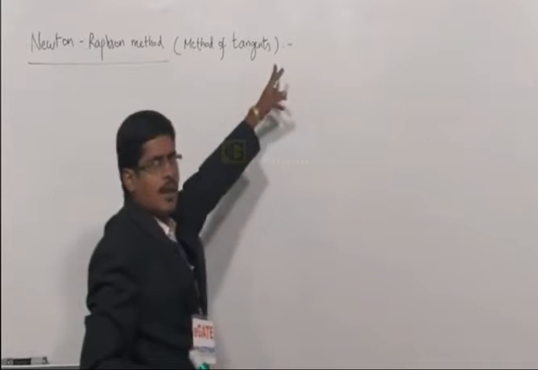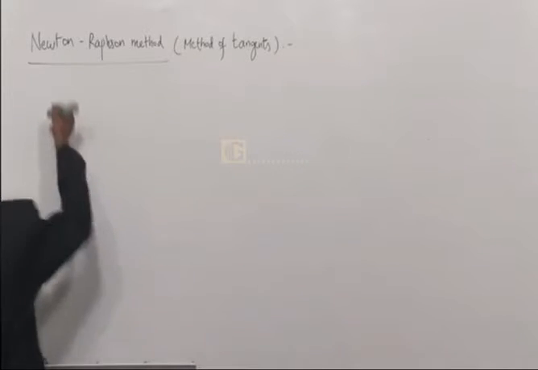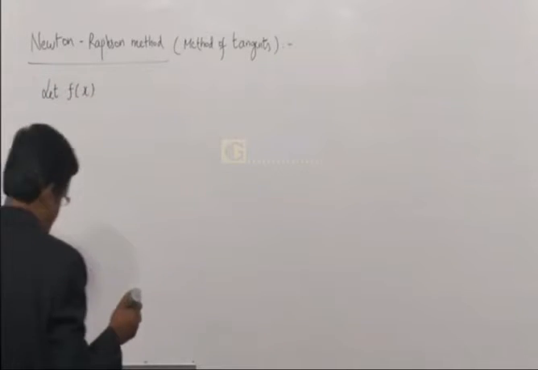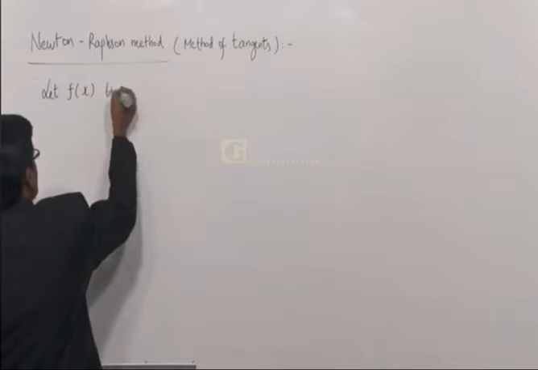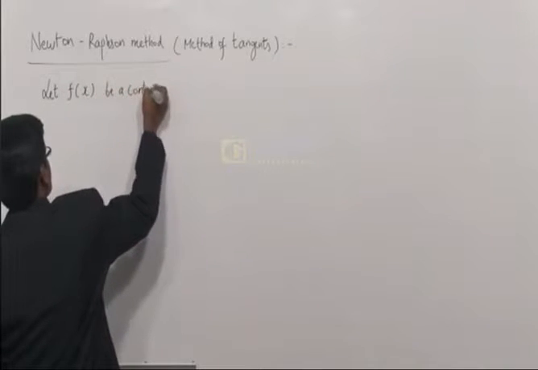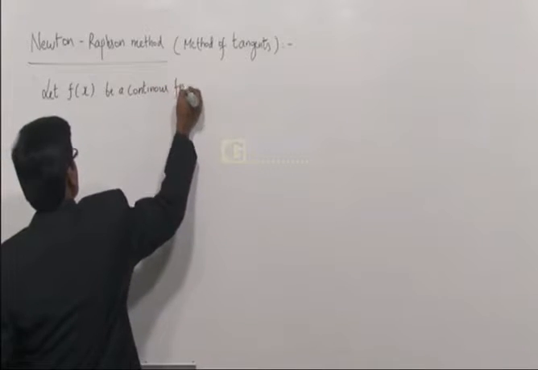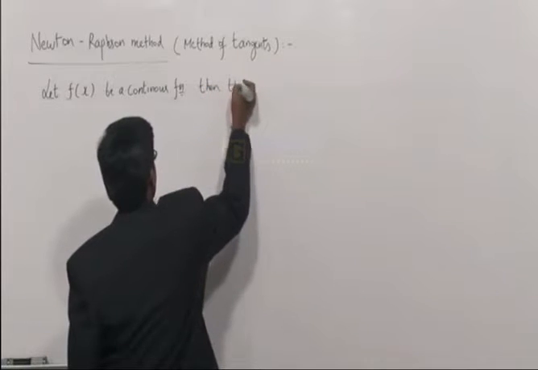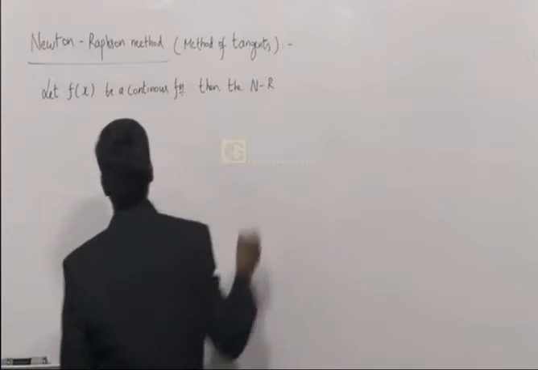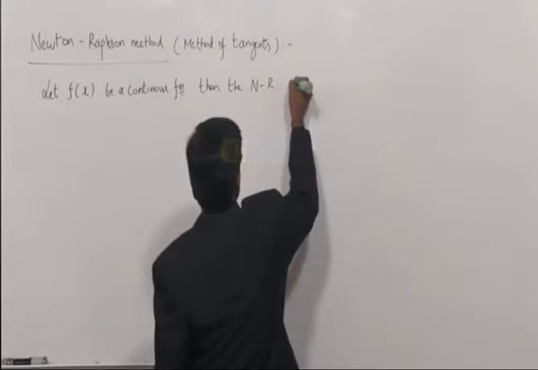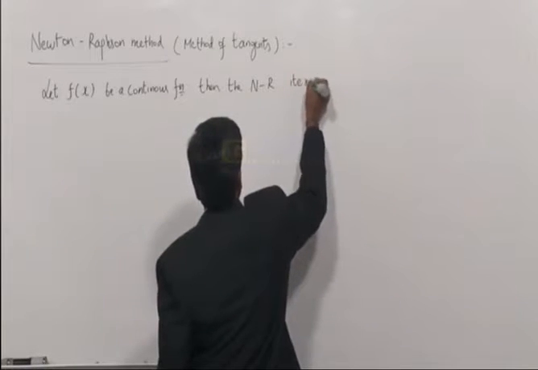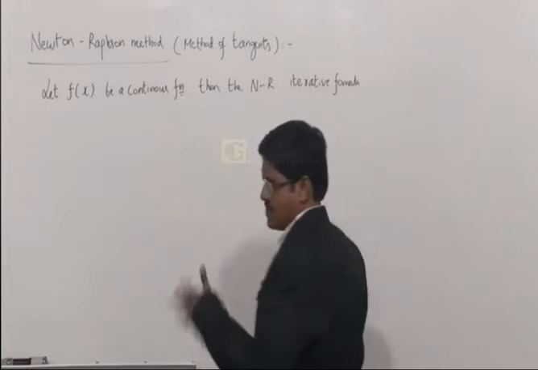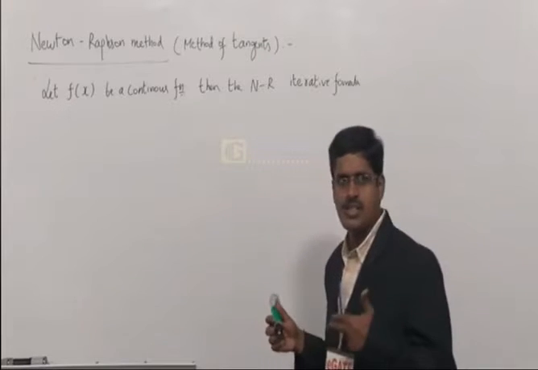Newton-Raphson method, which is also called the method of tangents. Let f of x be a continuous function, then NR stands for Newton-Raphson. The iterative formula, that is, stepwise, one by one step we are finding one by one x value, that is called the iterative formula.